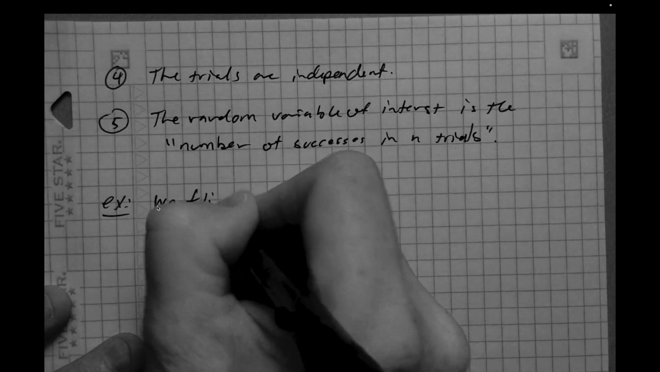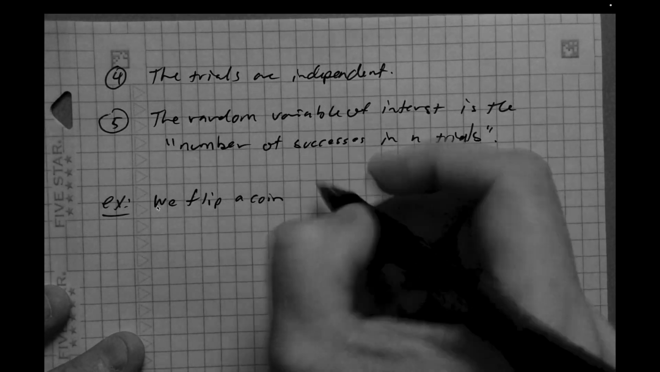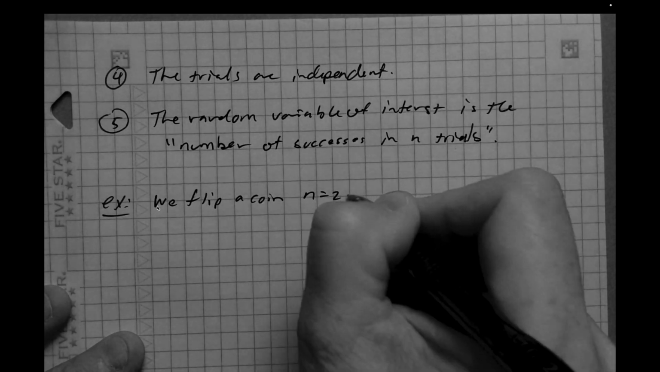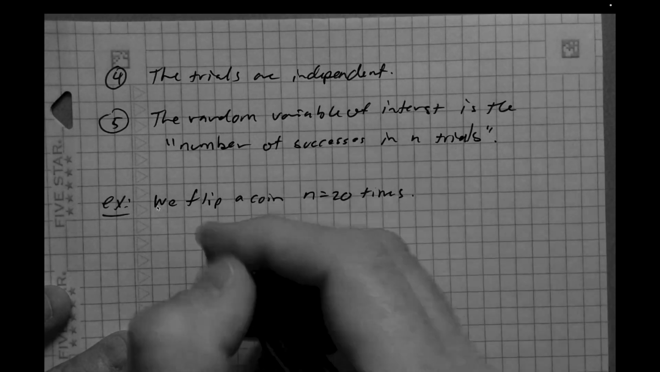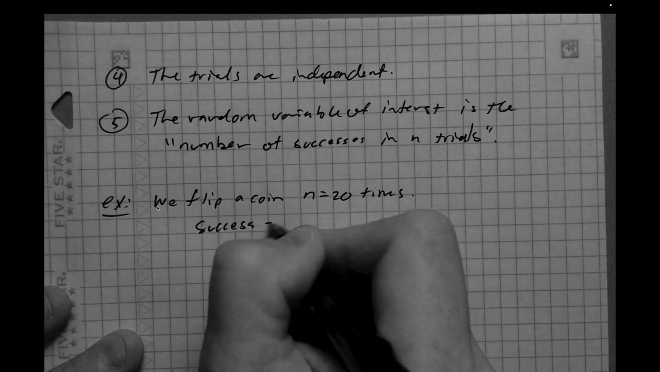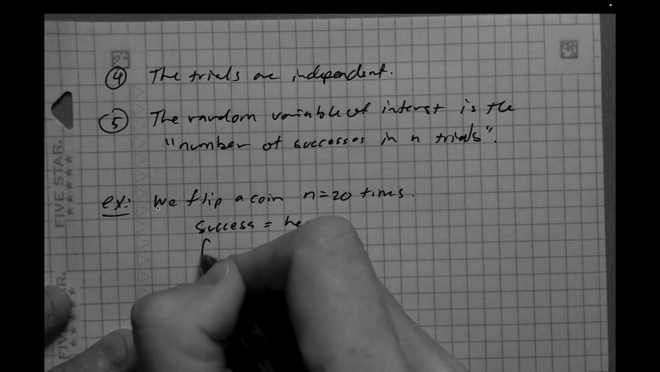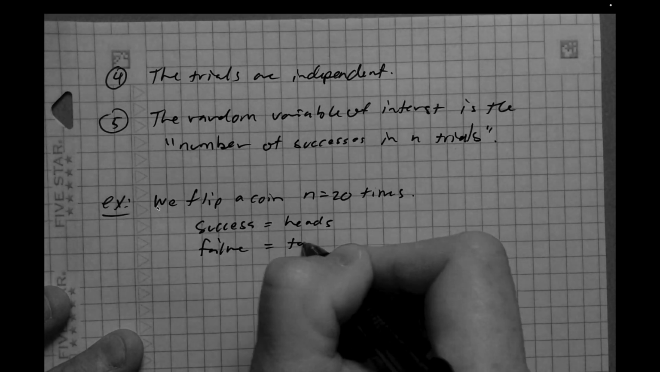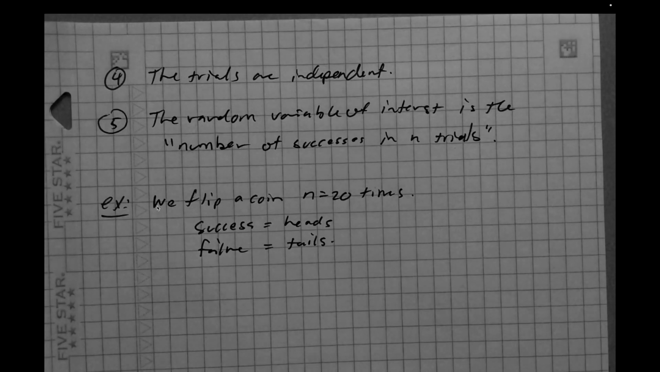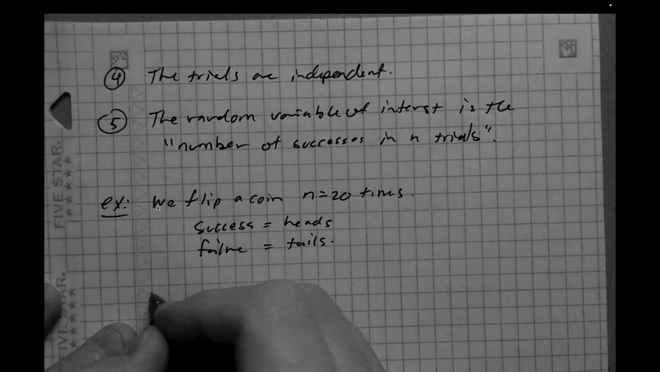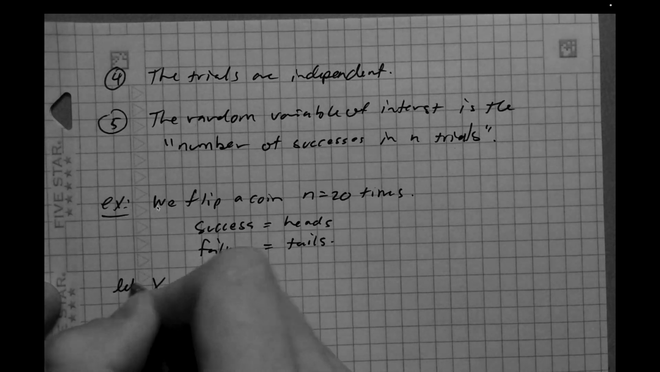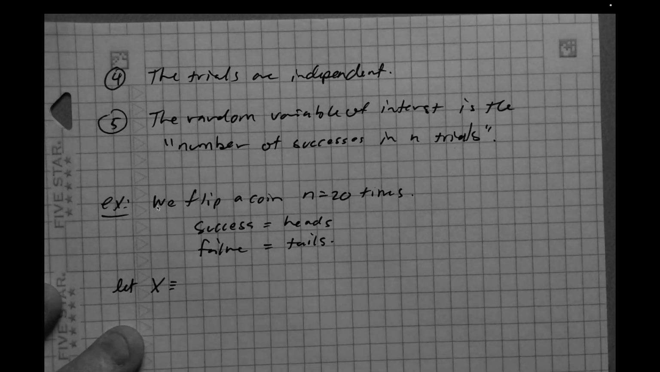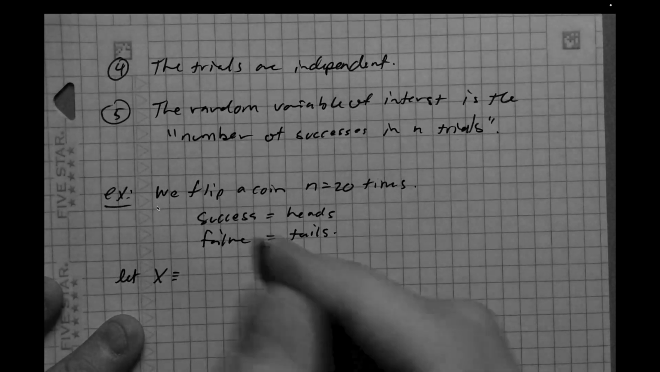Right, so we flip a coin, and we'll say we do it 20 times. N equals 20 times. Success equals heads. Failure equals tails. And how you define these things depends on the context of the problem. With the coin toss, it's completely arbitrary. It doesn't really matter. And then we define the random variable. Let's let x be the number of successes in 20 flips.